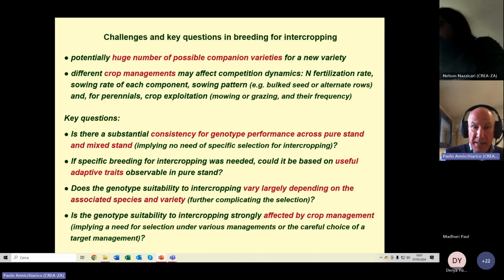Third, does the genotype suitability to intercropping vary largely depending on the associated species and variety? And this is a further complication. And finally, is the genotype suitability to intercropping strongly affected by crop management, meaning that we should select across different managements, or we should choose carefully a target management? So I'm going to talk about all of these questions today.